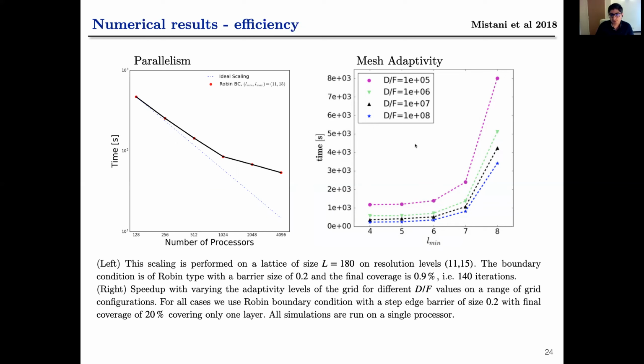And the other aspect, for gaining some performance, was mesh adaptivity, which is basically attained by keeping the resolution, the maximum level of refinement, which is at the interface, fixed, but instead lowering the minimum level of refinement, which is farther from the interface. And here we're showing that by lowering the minimum level of refinement from 8 to 4, you get some 8 times increase in performance. So time is less by a factor of 8.